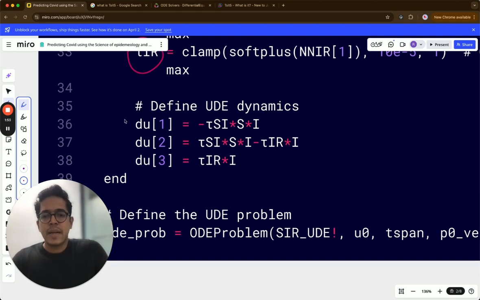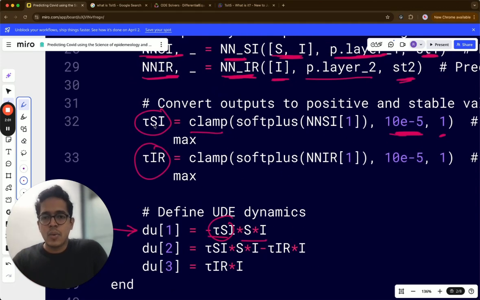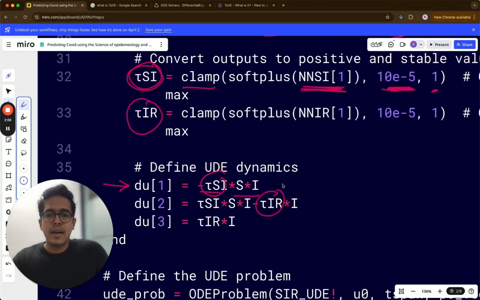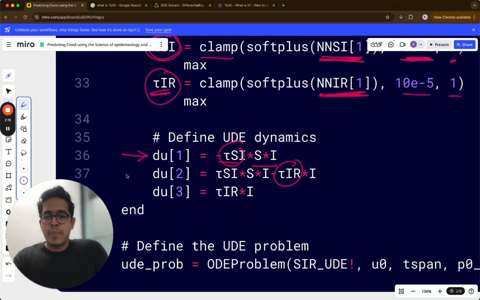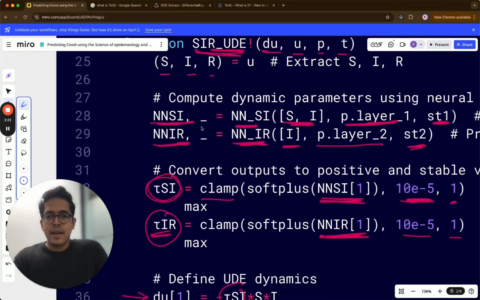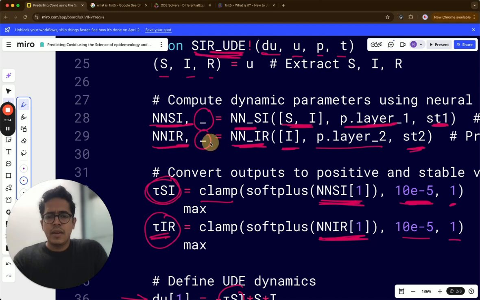So predicted dS by dt is du of 1, and that is minus tau SI times S times I. Now, this tau SI is not the ground truth tau SI. It is this tau SI which you get from the neural network's output. Similarly, this tau IR is not the ground truth. It is what you get from this NNIR after ensuring that it is between a small positive number and 1. So now you have predicted dS by dt, dI by dt and dR by dt in these three numbers. Here, actually, you have an underscore.